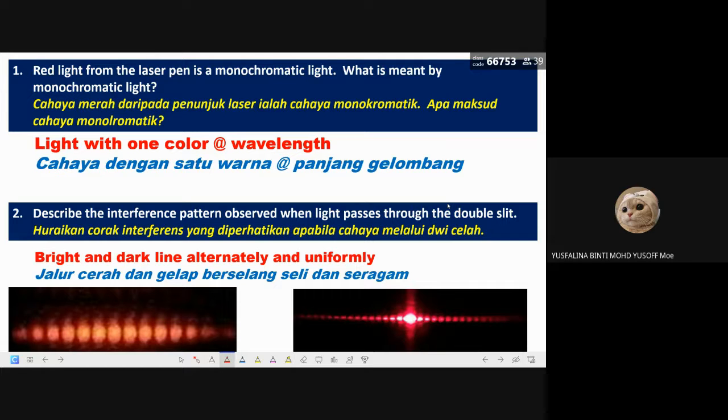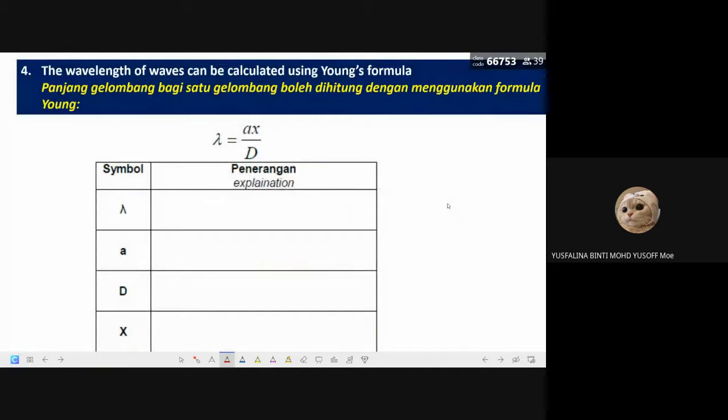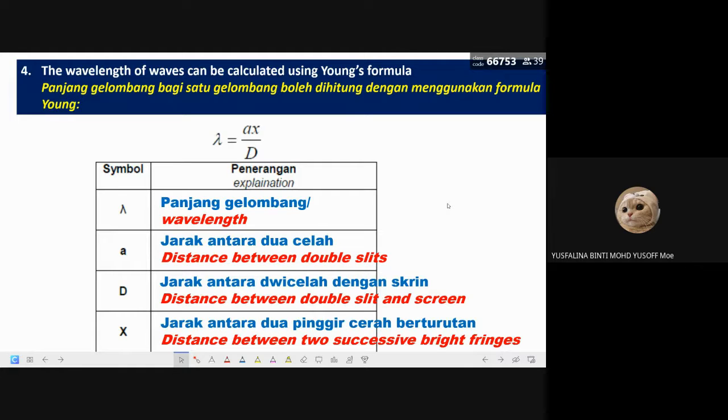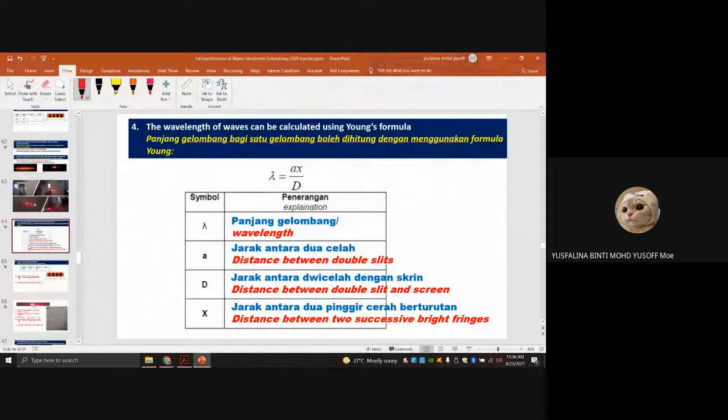These are the interference patterns observed when light passes through the double slit. Here you can see in the diagram, they produce dark and bright fringes. The color of the bright fringes depends on the color of the laser that you use. For this one it is red, so red bright fringes, and then the dark fringes, alternating. So this is the formula. Wait, I will show you the video for the interference of light.